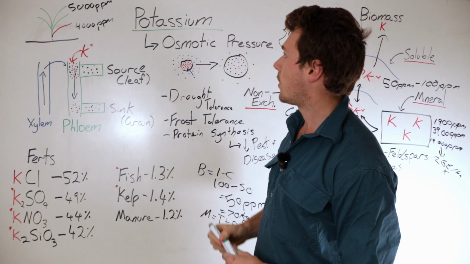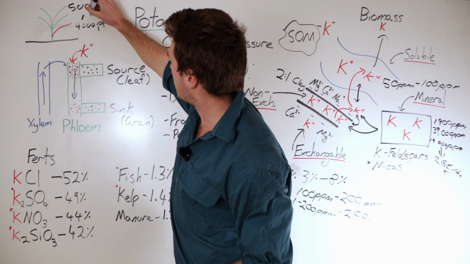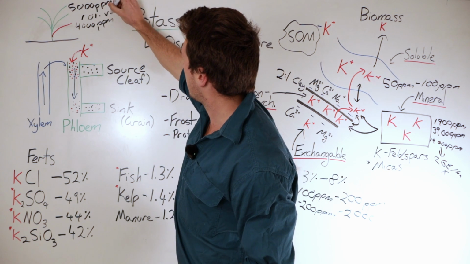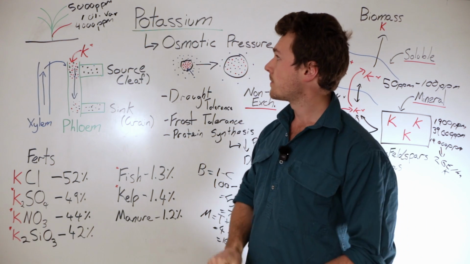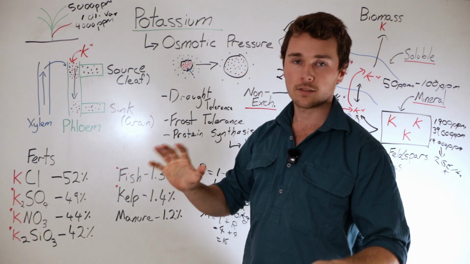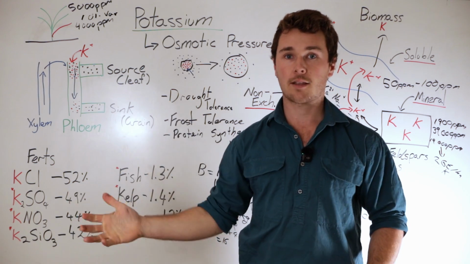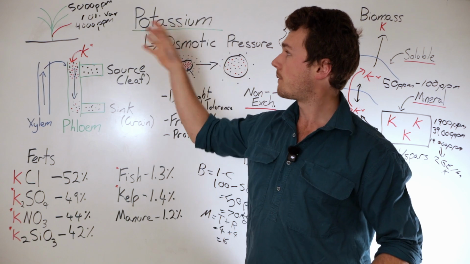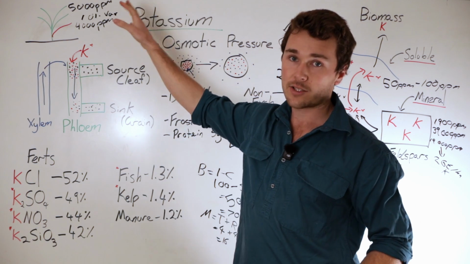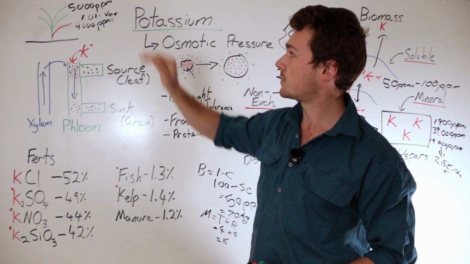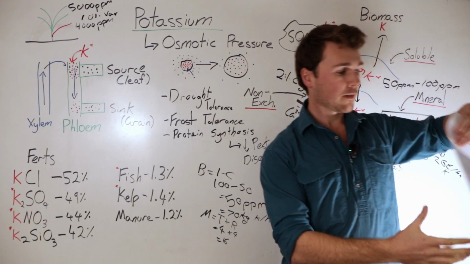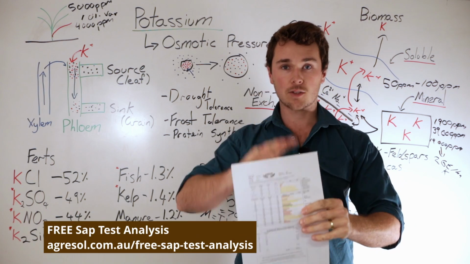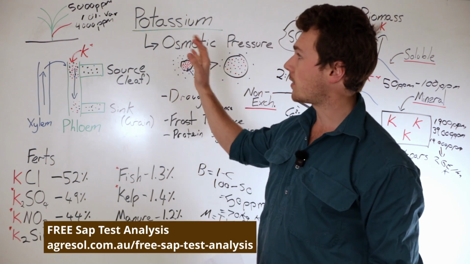Now we like to go on a 10% variation. So if there's a 10% variation between the young and old, that signals that a deficiency is coming on, and then we can determine whether or not we're going to get an economic yield response if we apply a foliar. If you do have differential sap test data, you can actually use our free differential sap test tool on our website to analyze those for you.